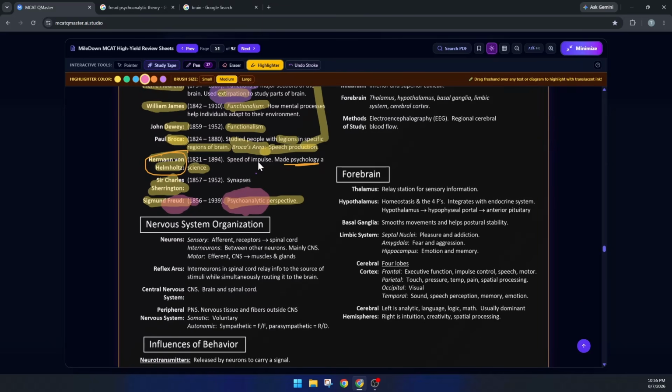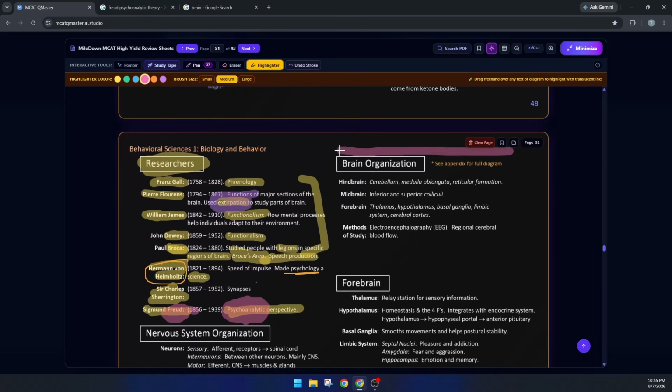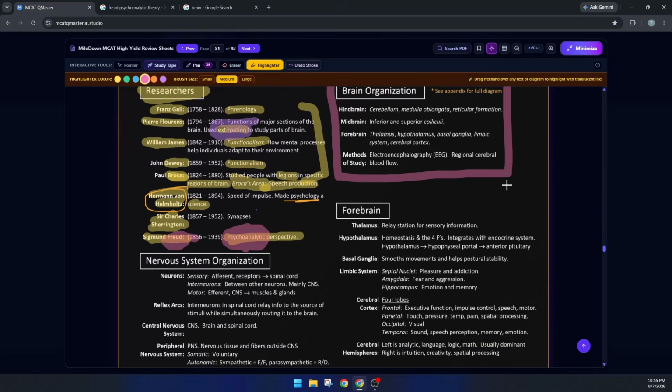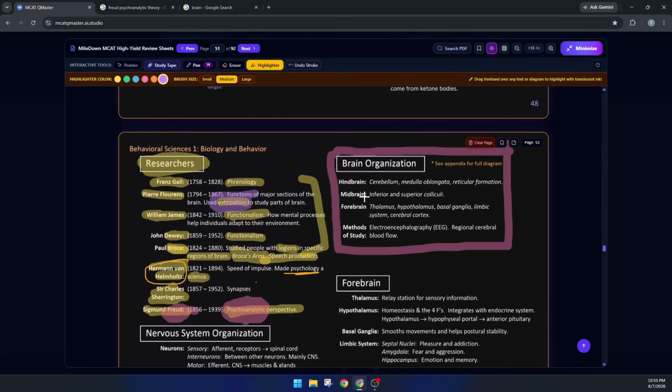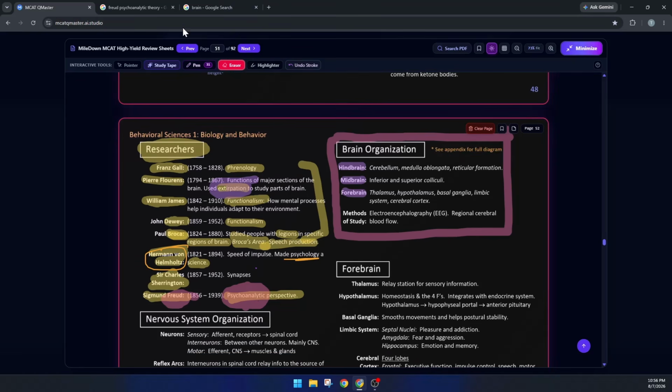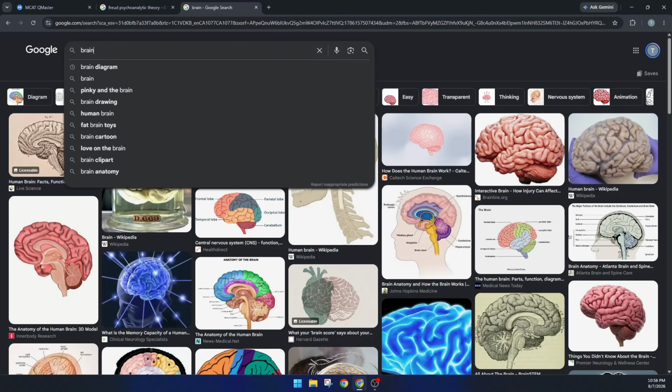Okay, then we're going to move on to broader brain organization, which I think would be helpful for a lot of people, so we'll go to that one first. Your brain is organized into the hindbrain, midbrain, and forebrain, and there are different methods to study the brain. You can look at the appendix for the full diagram, but I will quickly show you a picture of the brain instead.